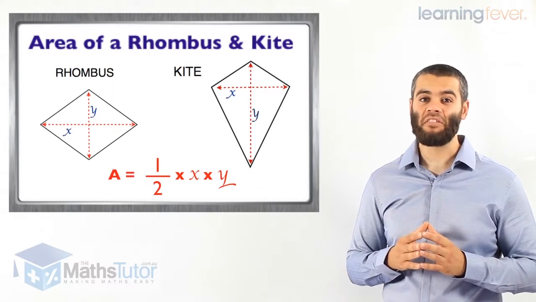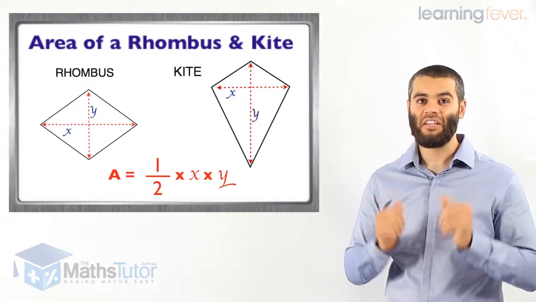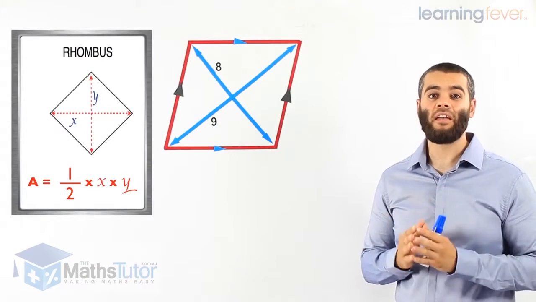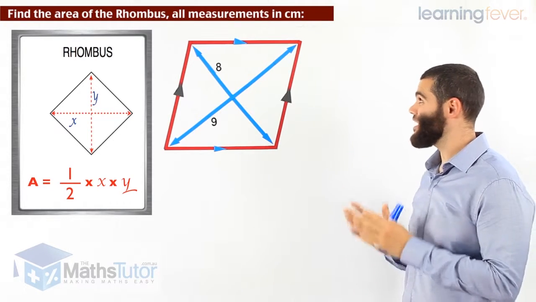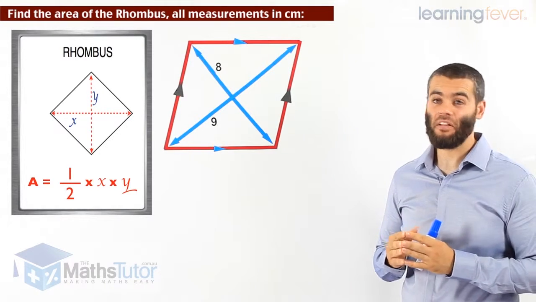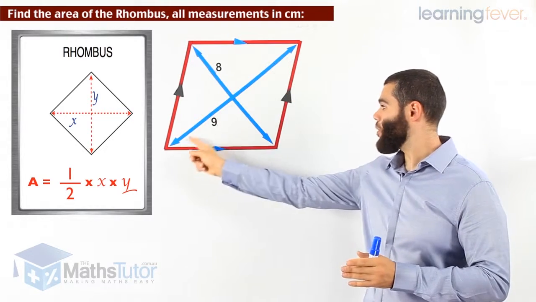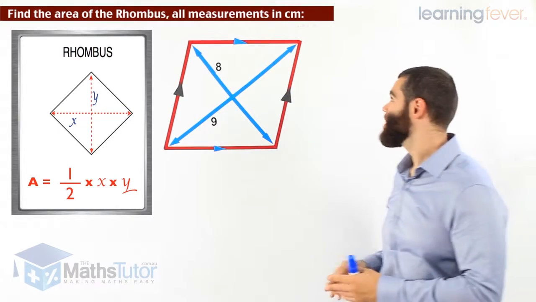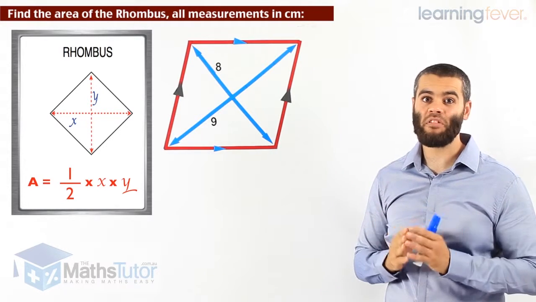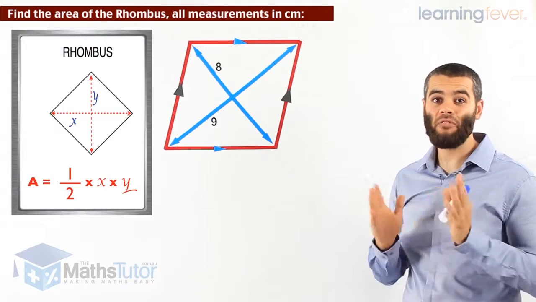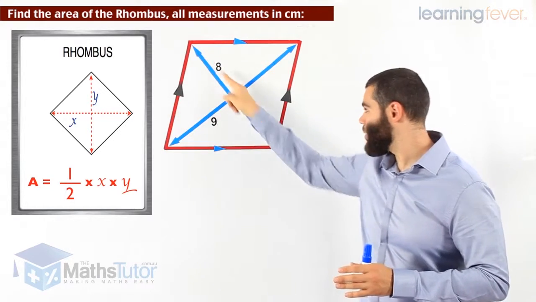Now, I'm going to show you some examples of how we work out the area of a rhombus and the area of a kite. Let's get started. Okay, now we're asked to find the area of a rhombus. It says measurements are in centimeters. Diagonal number 1 is 9 centimeters and diagonal number 2 is 8 centimeters. In a rhombus, very important, the diagonals may look the same, but in fact one is longer than the other. This one is 9 and this one is 8.